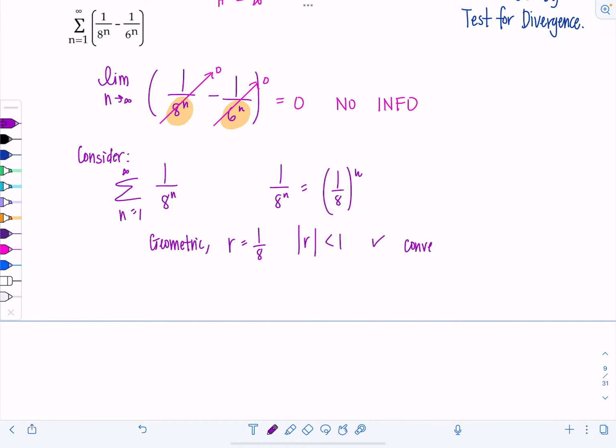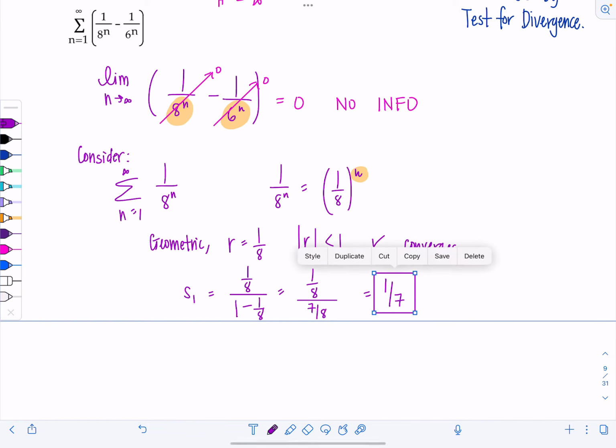I'll write that down. And so let's figure out the sum here. I'll call this S1 because this is the sum of the first little series. The first sum is going to be a1. So if I plug in 1 for n, that's going to be 1/8 over 1 minus r, 1 minus 1/8. So that's 1/8 over 7/8. So this is 1/7.